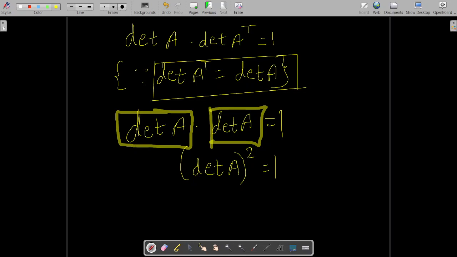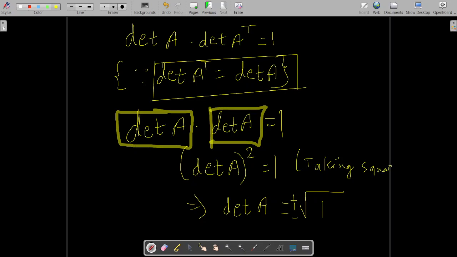So determinant A whole square is equal to 1. I know that you won't make such a silly mistake, but still some students might, so for those students I am writing all the steps. Taking square root on both the sides. As soon as you take the square roots on both the sides, what do you get? You get something of this kind.